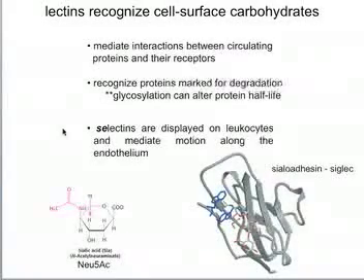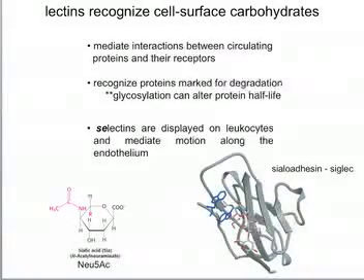They also recognize the proteins that can be marked for degradation. So an important idea that we're not going to spend nearly enough time with is that protein glycosylation can affect a protein's half-life and can serve as a marker for degradation. A class of lectins called the selectins are displayed on leukocytes, that is to say circulating white blood cells, and they actually can mediate motion along the endothelium of the blood vessels.